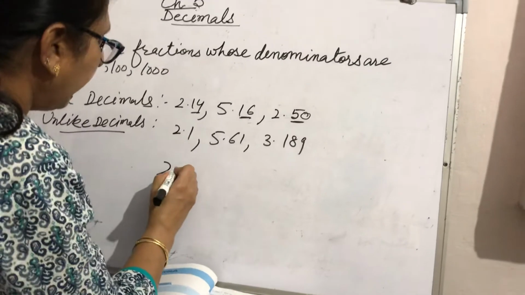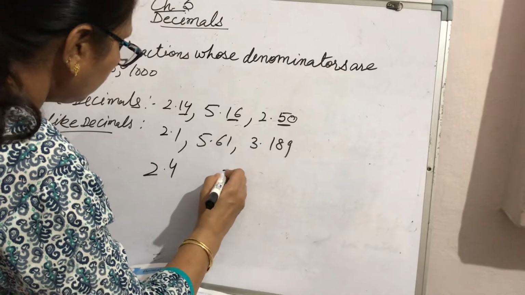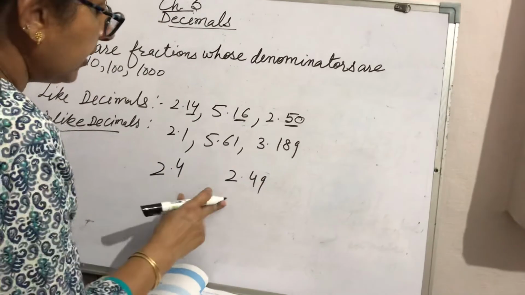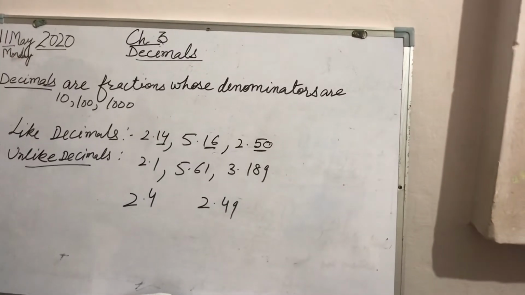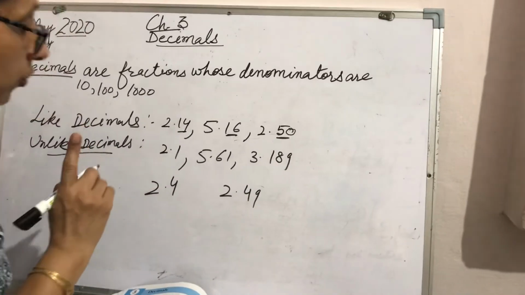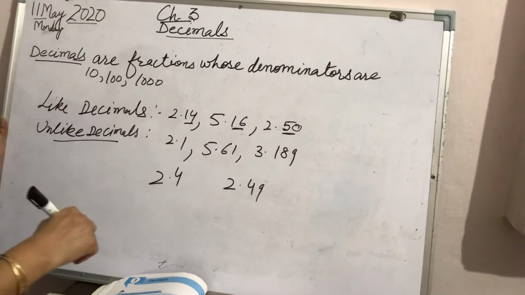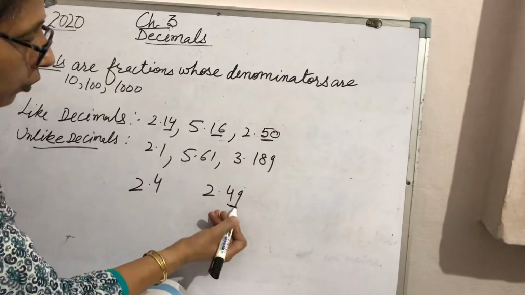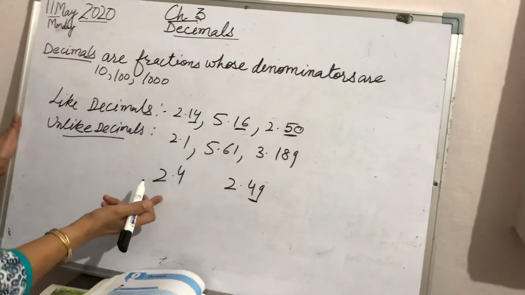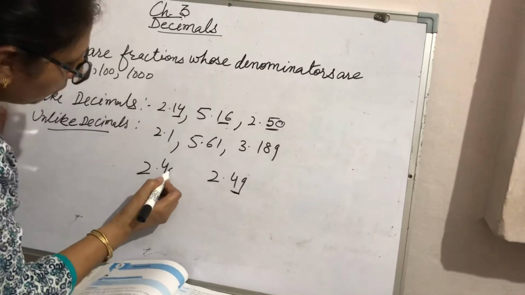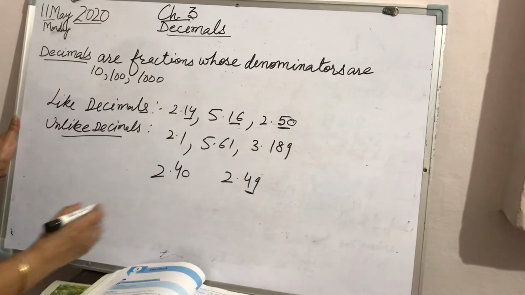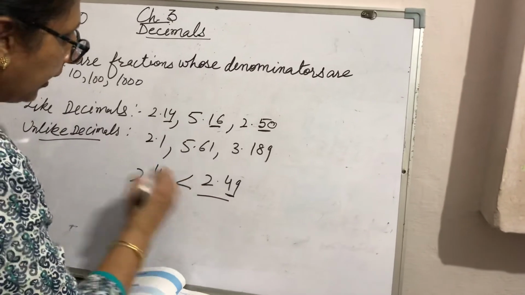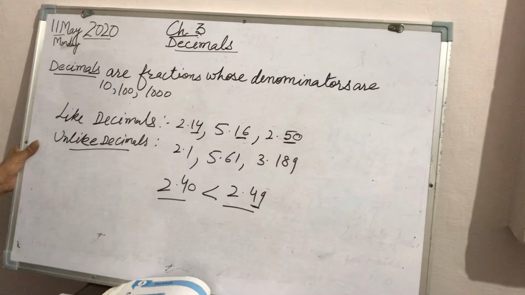Suppose we have to find which is greater, 2.4 or 2.49. We have to compare them. First of all, we'll convert into like decimals. There are a maximum of two digits, 4 and 9, but here we have only one digit. So use 0 to make it like decimals. Now we can compare them easily. So 2.49 is greater.